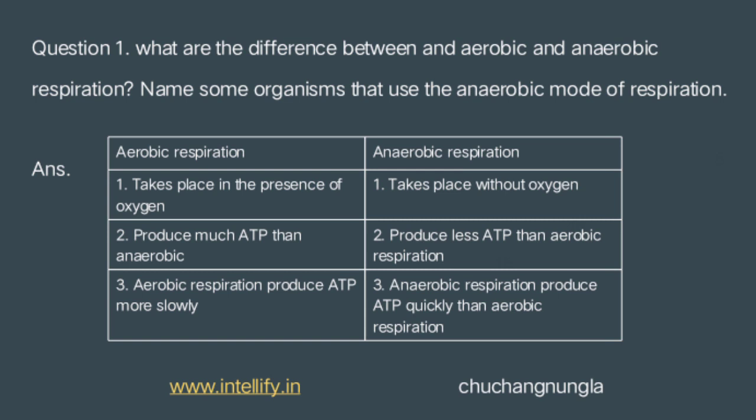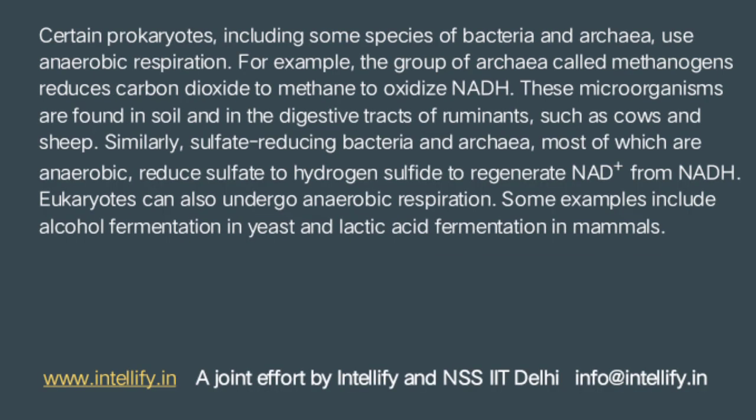So here, anaerobic respiration is also speedy, which produces ATP very quickly. For example, it lets your muscles get the energy they need for a short burst of intense activity. Aerobic respiration, on the other hand, produces ATP slowly. An example would be those microorganisms that are found in soil and in the digestive tracts of animals such as cows and humans.